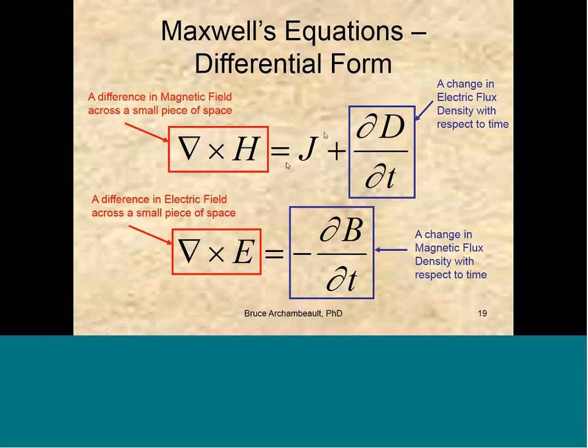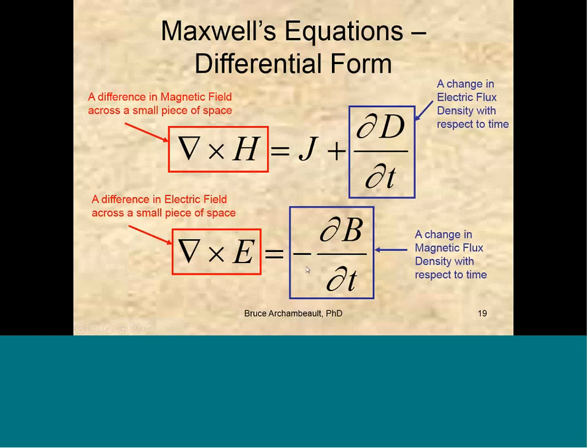Now the J term is really just the conduction current. So in free space, that's zero, so we'll just ignore that for now. On the right-hand side, we've got a change in the electric flux density with respect to time or change in the magnetic flux density with respect to time. So it kind of makes sense here that the spatial change of magnetic field in the top equation is equal to the time-varying change of the electric field, being loose with mu and epsilon, and vice versa down here at the bottom equation, the spatial variation of the electric field is equal to the time variation of the magnetic field.